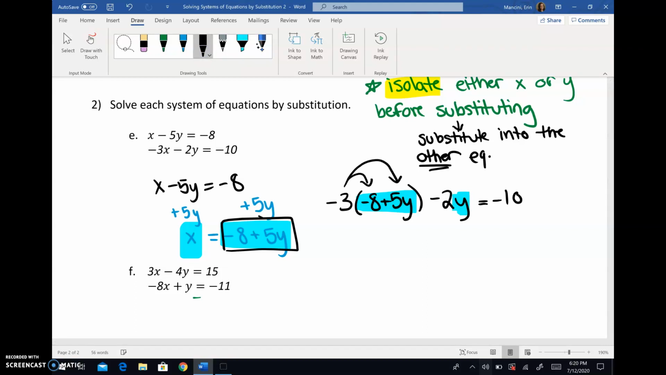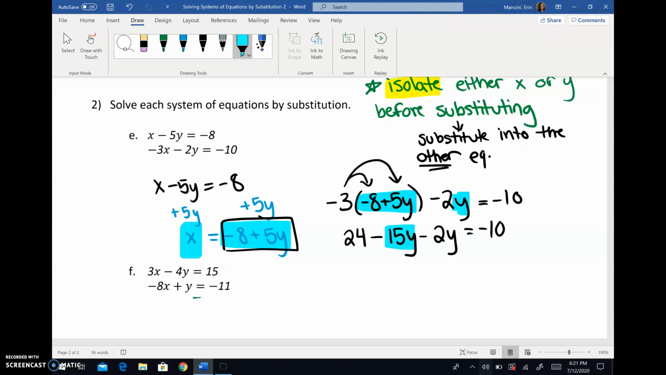So first I see the distributive property. So -3 times -8. Negative times a negative is a positive. 3 times 8 is 24. -3 times 5y. Well, it's negative times a positive, so it's negative. 3 times 5y is 15y. This stays the same because the 3 isn't being distributed to the 2y, so it's still -2y. Just kind of writing everything else out the same.